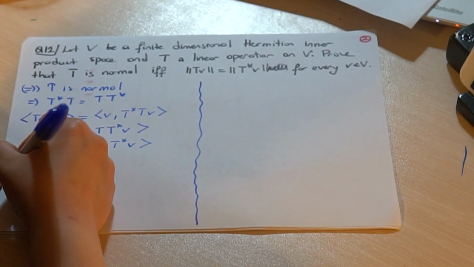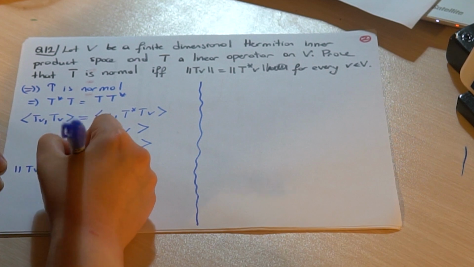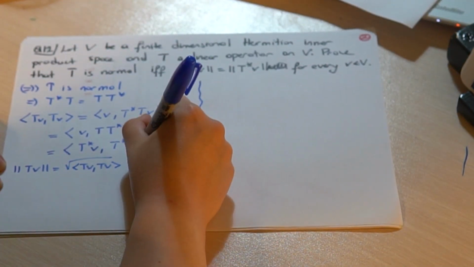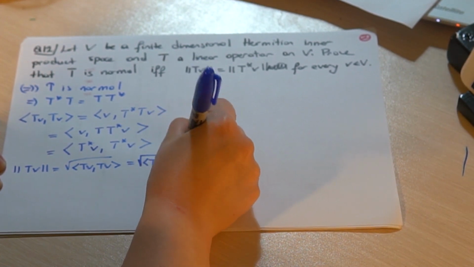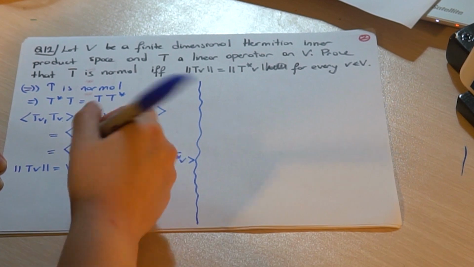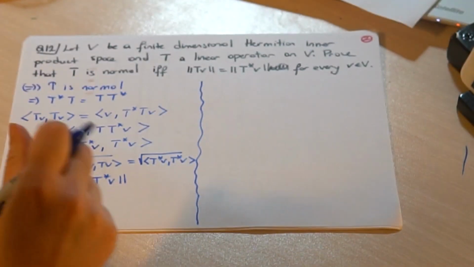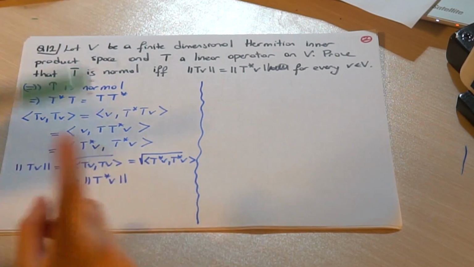And we know that the norm of Tv is equal to the square root of ⟨Tv, Tv⟩, and we proved that this is equal to the square root of ⟨T adjoint v, T adjoint v⟩. So this is equal to the norm of T adjoint v. So we proved the easy side.